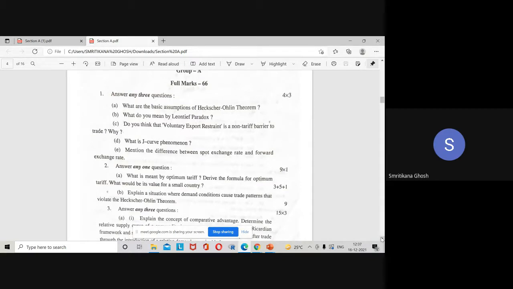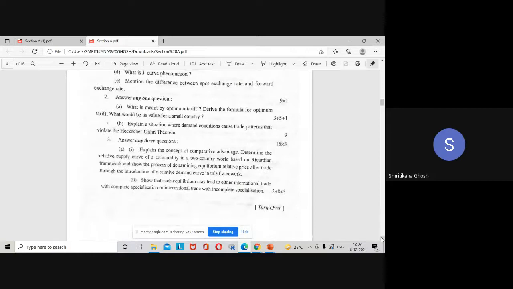This is actually one of the reasons. If you go through the Leontief paradox, the reason behind the paradox, it was there. One of the reasons behind the Leontief paradox is the demand condition.